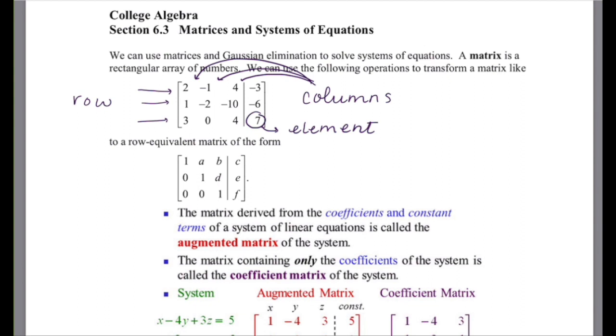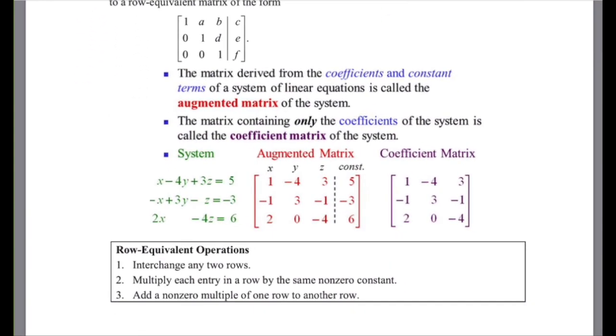A matrix is derived from the coefficients and constants from a system of equations in multiple variables. The augmented matrix is when we have not only the x value, the y value, the z value, but also what it's equal to, the constant, which is where this dashed line comes from, almost acts as the equal sign. The matrix that contains only the coefficients, so the part that only contains these values here, is known as the coefficient matrix.